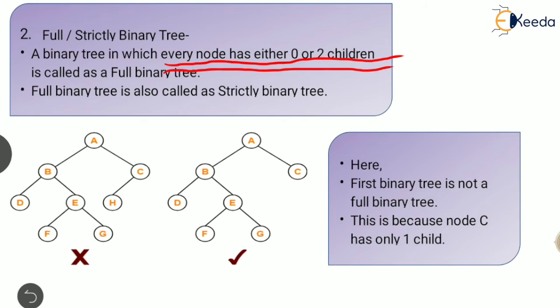Node B has 2 children, node E has 2 children, node A has 2 children, but it creates a problem when we reach node C, which has only one child. So 1 is not allowed, either 0 or 2. So an even number of children is required in the case of a full slash strictly binary tree. Now here the first binary tree is not a full binary tree. This is because node C has only one child. So this is the systematic representation of what is a full slash strictly binary tree.